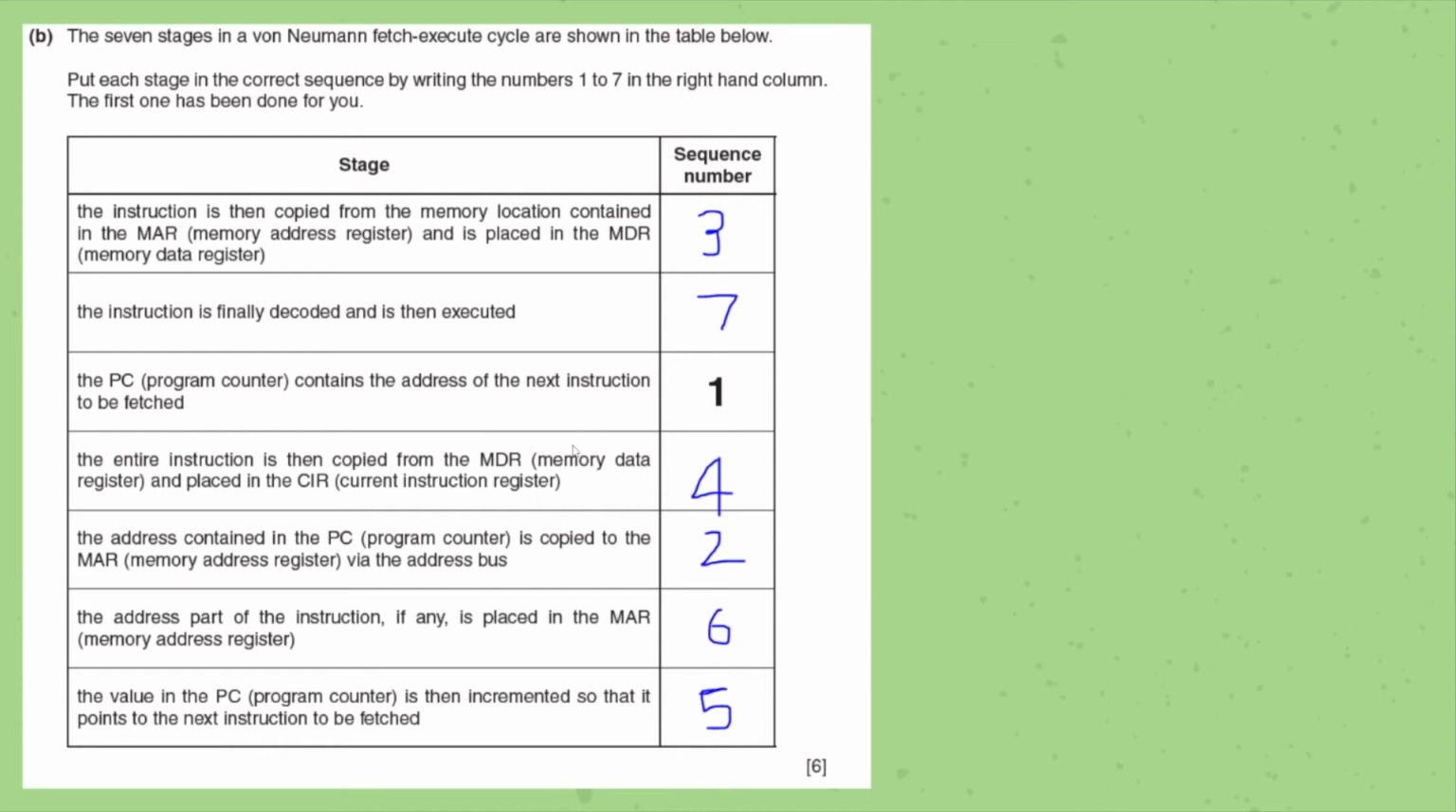Then the program counter value is raised by 1 or incremented. That is this. The value in the PC is then incremented so that it points to the next instruction to be fetched. After we find out what the fifth step is, the sixth one is reasonable. The address part of the instruction, if any, is placed in the MAR, that is the memory address register. So last but not least, the seventh step would be the instruction is finally decoded and is then executed.